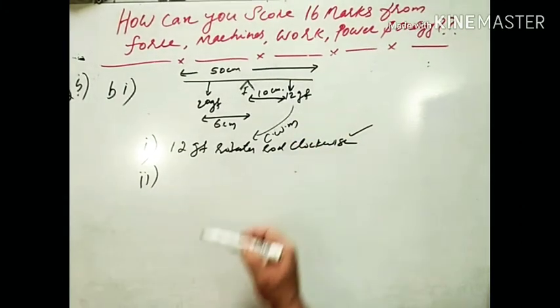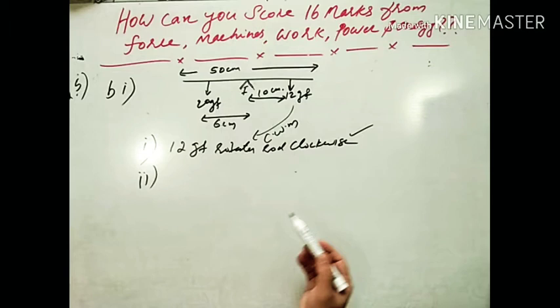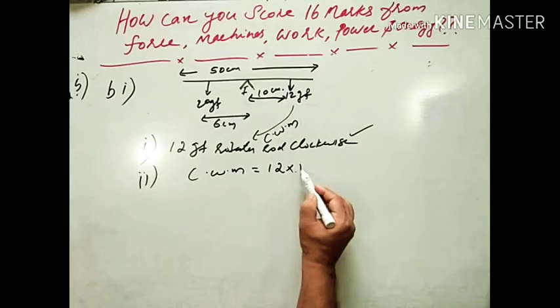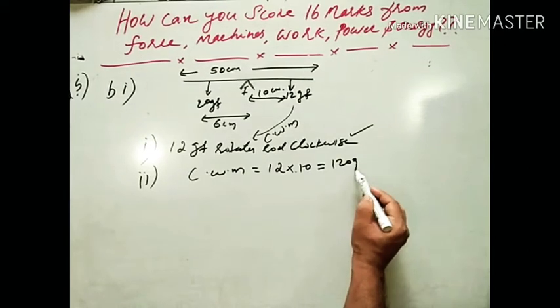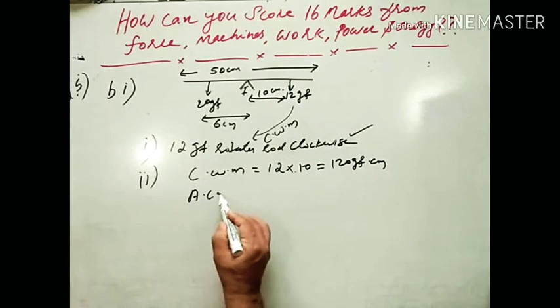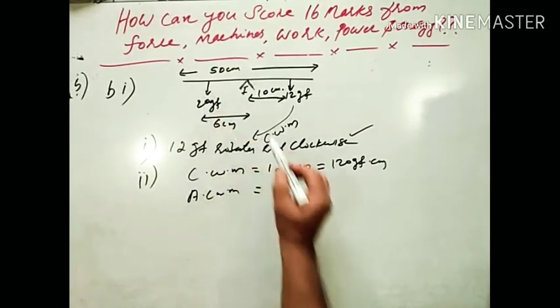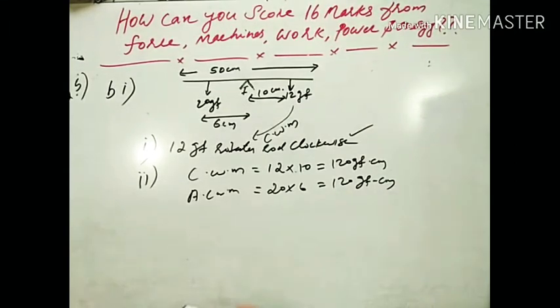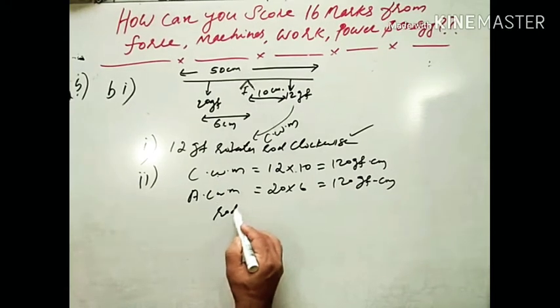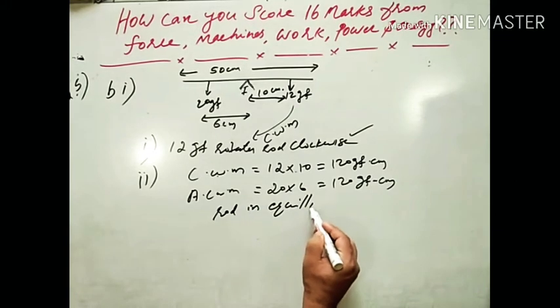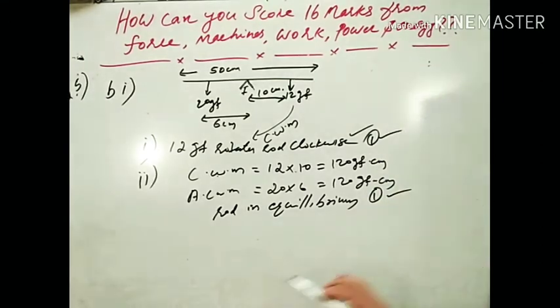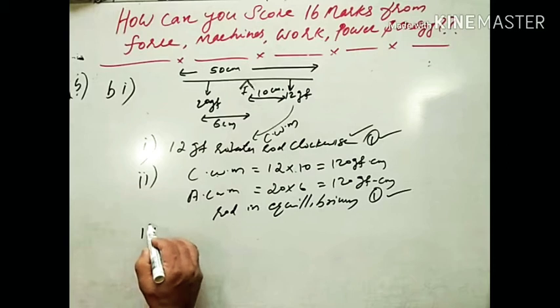In order to check whether the rod is in equilibrium, you have to calculate the clockwise moment and anti-clockwise moment. What is the clockwise moment? Clockwise moment is equal to force into perpendicular distance, 12 into 10, that's equal to 120 gram force centimeter. What is the anti-clockwise moment? Anti-clockwise moment is equal to force into perpendicular distance, 20 into 6, that is equal to 120 gram force centimeter. So we can say that clockwise moment and anti-clockwise moment are equal. We can say that the rod is in equilibrium. Clear? You get 1 mark here, 1 mark here, so total 2 marks.